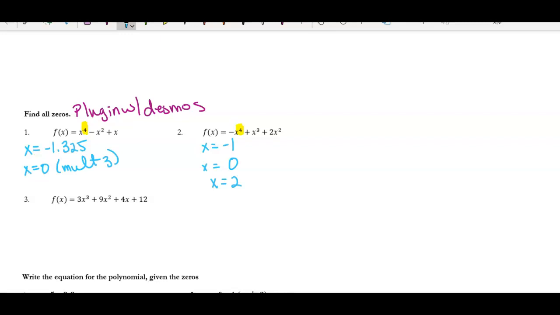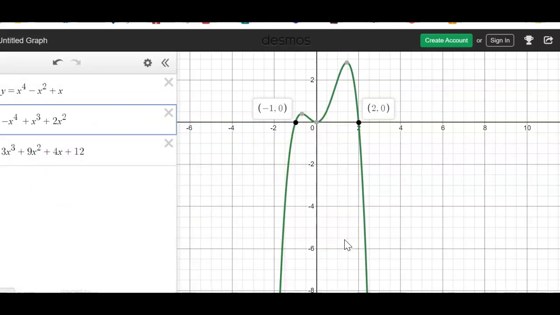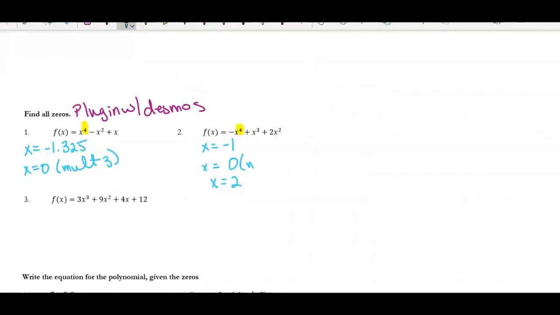Okay, well, let's look at this. I'm supposed to have 4. I have 3 here. So now let's see. Oh, it curves at the 0, 0. So that means, remember, it hits it and bounces off of it. So that means the 0 has multiplicity 2.